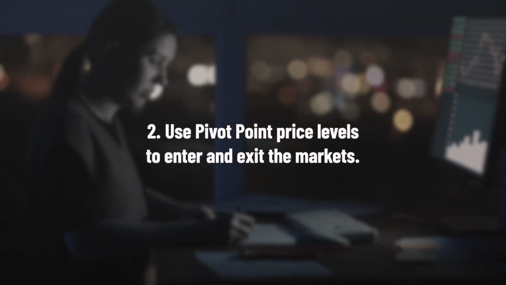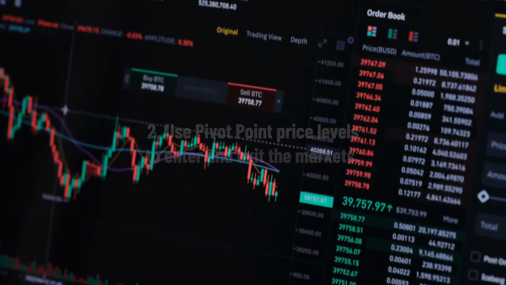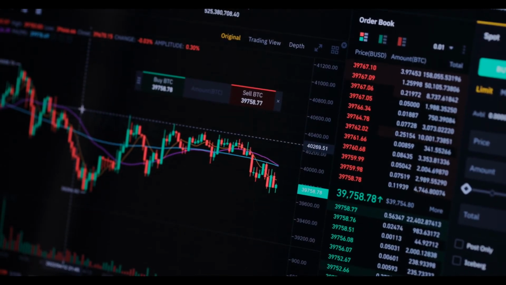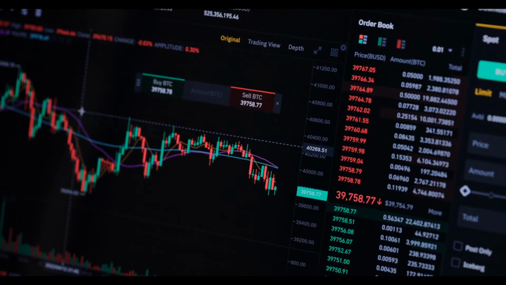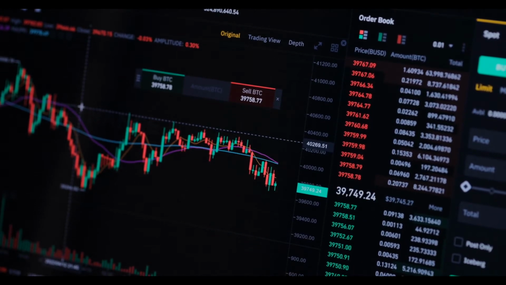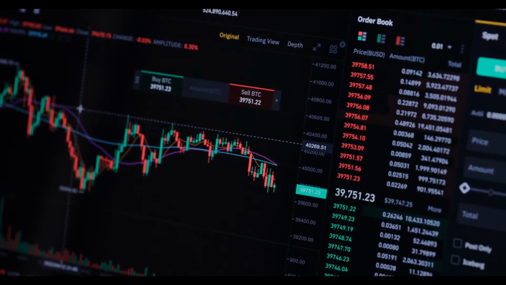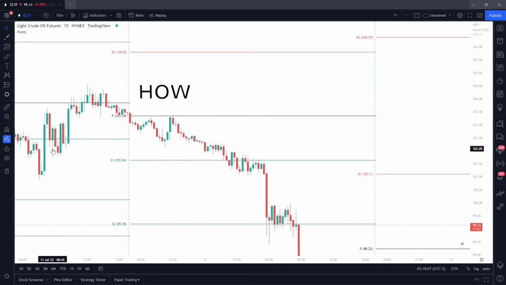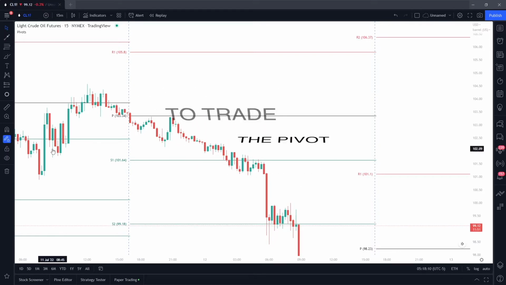For example, a trader might put in a limit order to buy if the price breaks a resistance level. Alternatively, a trader might set a stop loss for his active trade if a support level is broken. Okay, so let's take a look at a few examples of how we can actually trade around and use the pivot points to improve our trading.